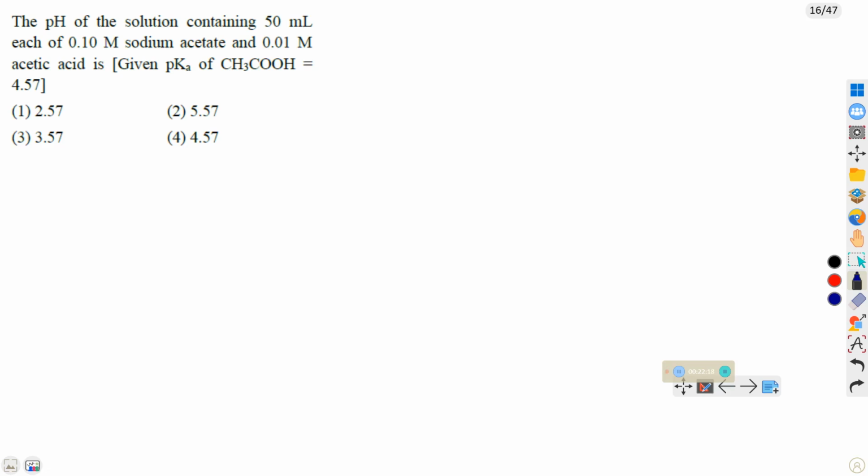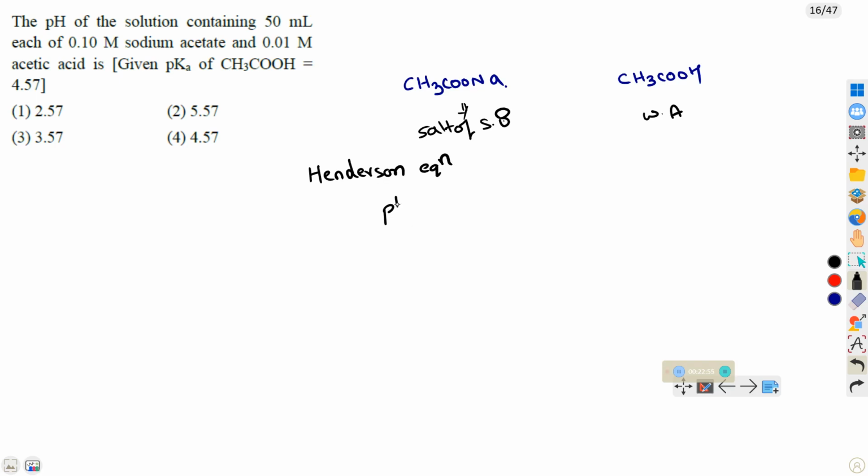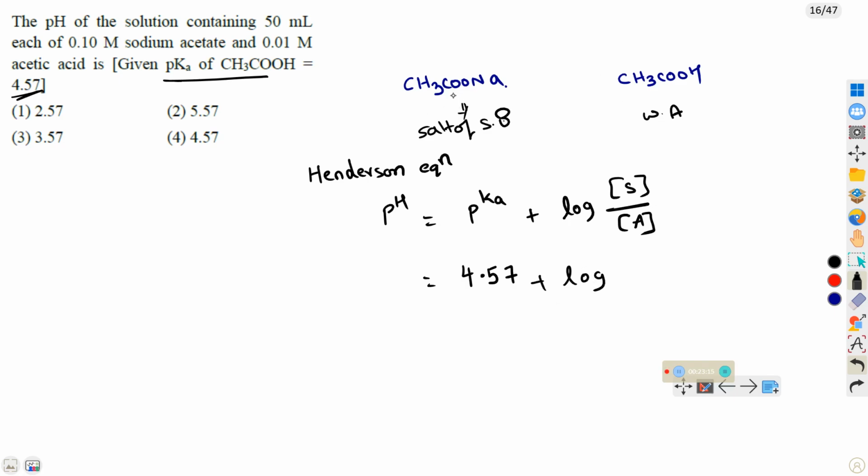The pH of the solution containing 50 ml each of 0.1 molar sodium acetate, sodium acetate formula is CH3COONa, and 0.01 molar of acetic acid CH3COOH. CH3COOH is weak acid. CH3COONa is salt of strong base. So apply Henderson's equation. According to Henderson equation, pH is equal to pKa plus log of salt concentration by acid concentration. pKa value is given as 4.57. Here given pKa value plus log of salt. Sodium acetate is salt.